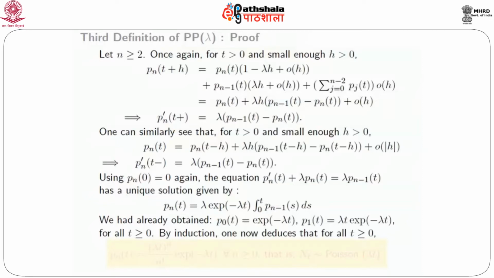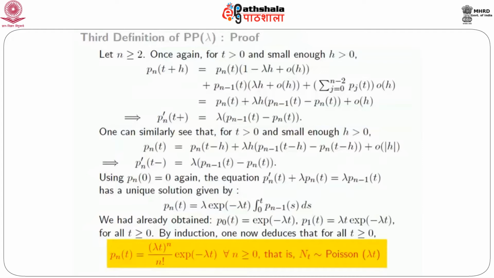But now we have already proved that P_0(t) is exponential minus lambda t, and P_1(t) is lambda t exponential minus lambda t for all t greater than or equal to 0. So one can now use induction. Suppose you have obtained all the way up to P_{n-1}(t), then plug that into the equation above, in the second term of the right hand side, and you can find the solution to be given by P_n(t) equal to this formula.